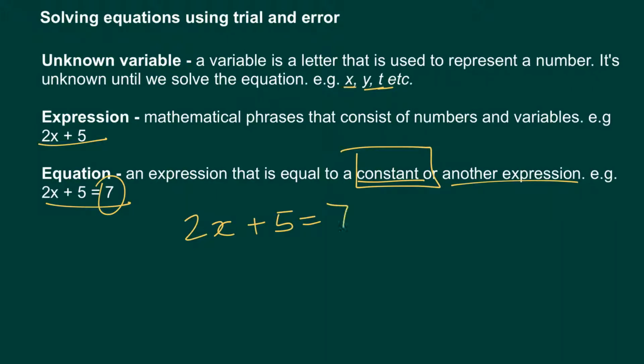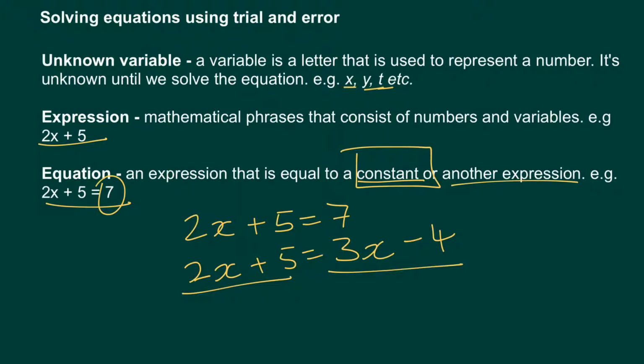It could be 2x + 5 = 3x - 4. That is also an equation because that is one expression equaling another expression. And we use equations to describe a problem that needs to be solved. We're going to have a look at a number of these in future lectures. So guys, to kick off things, let's learn how to write equations based on some simple information that is given to us.